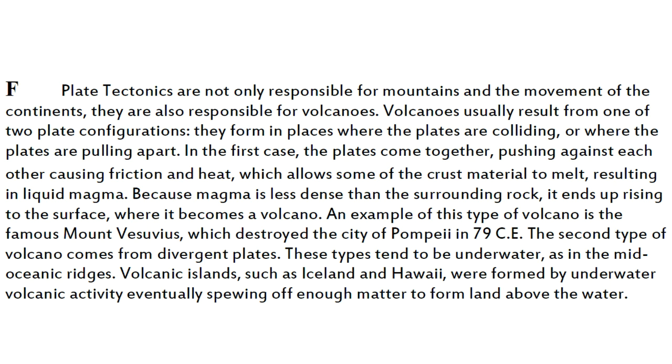Because magma is less dense than the surrounding rock, it ends up rising to the surface, where it becomes a volcano. An example of this type of volcano is the famous Mount Vesuvius, which destroyed the city of Pompeii in 79 CE. The second type of volcano comes from divergent plates.